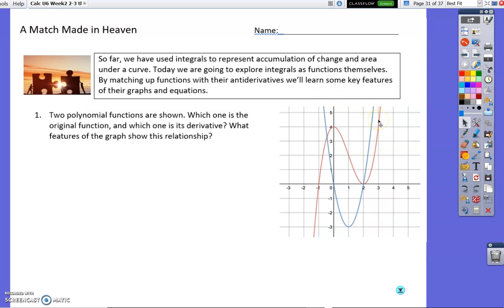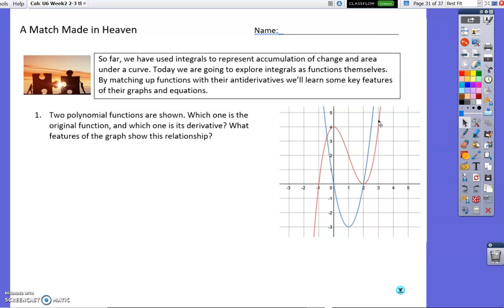All right, so we're going to be moving on to actually doing antiderivatives. I'm very excited. So a match made in heaven. So far we've been using integrals to represent accumulation of change, an area under a curve. And then in yesterday's videos, we explored the idea of the fundamental theorem of calculus and how to evaluate them by hand. In order to do that, we need to know some rules about how to do the antiderivatives themselves.